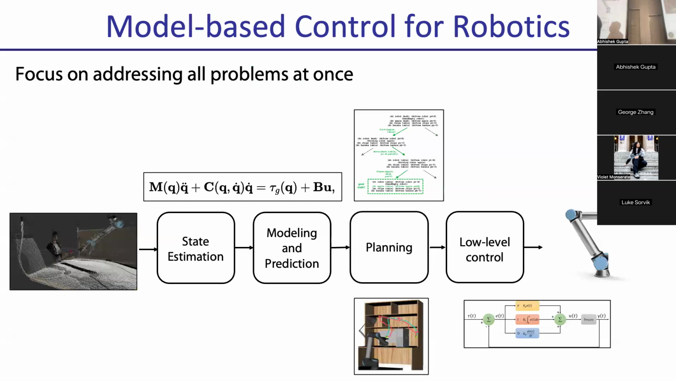So model-based control for robotics typically has a pipeline that looks like this. You go from state estimation to modeling and prediction to planning to control. That's what we've studied so far, right? And each of these modules has a fixed interface between them. State estimation outputs a belief state, modeling outputs the next state, planning gives you waypoints, then control gives you torques, right?